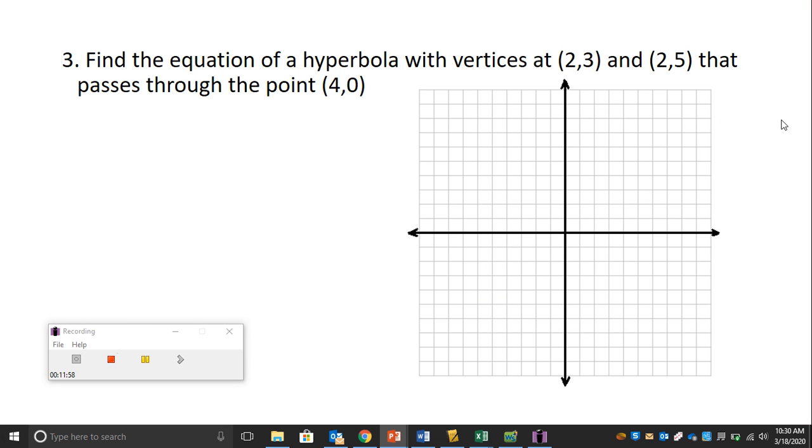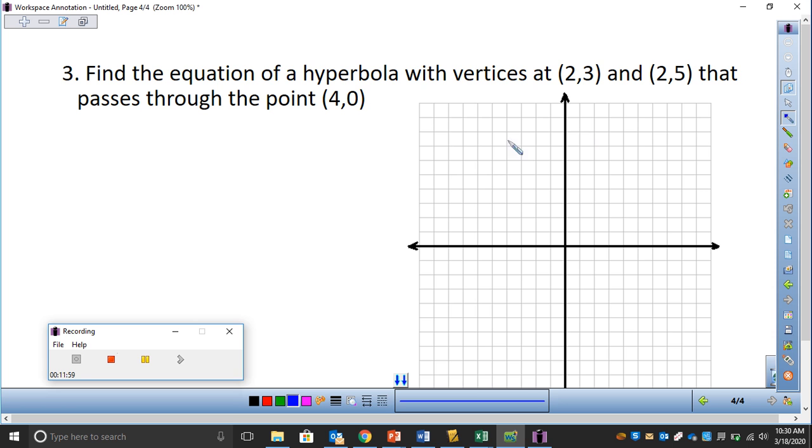One last one, writing an equation of a hyperbola. Things that will always matter when we're writing an equation: we need the direction, we need the center, we need a, b, and then possibly c. So let's start with what they give us.